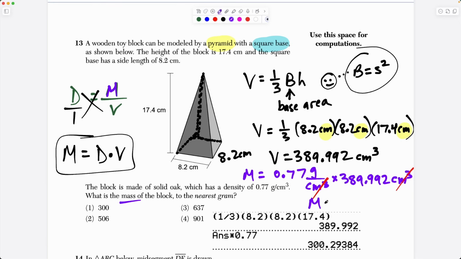The mass is equal to, and to the nearest gram, so the nearest whole number here, we look to the ones place is a 0, to the right is a 2. We're just going to round this down to 300 grams. Okay, and grams is the only unit left. So this is going to match up with choice 1.